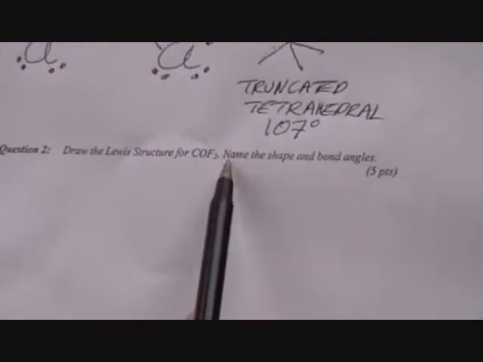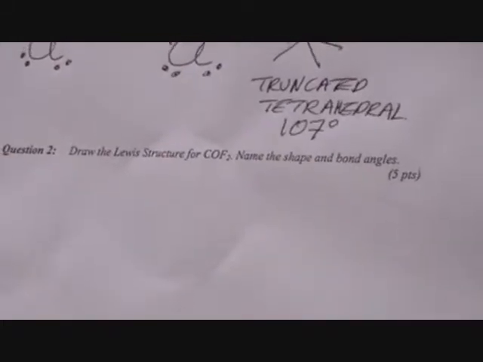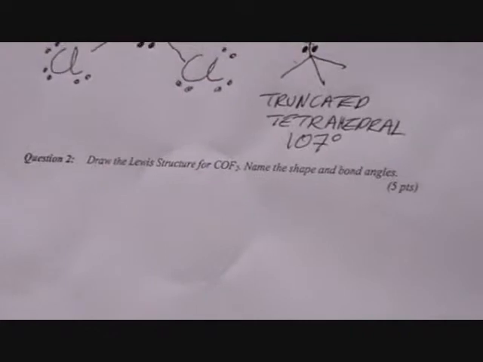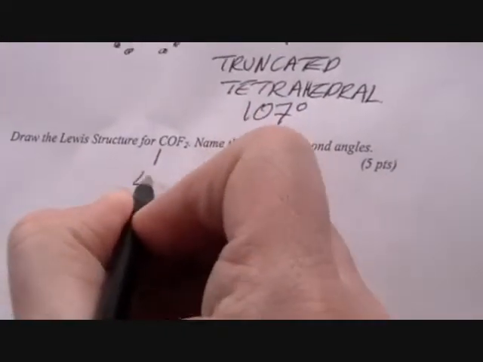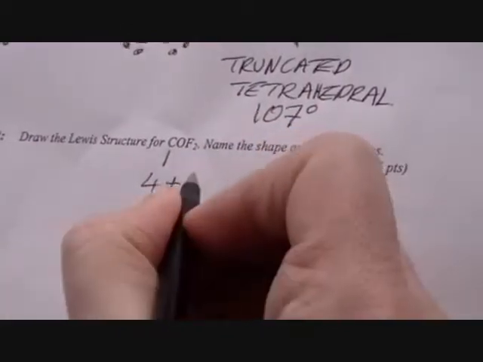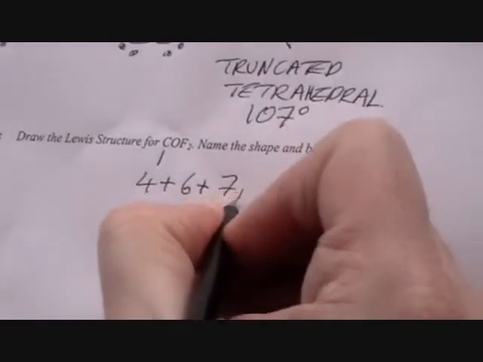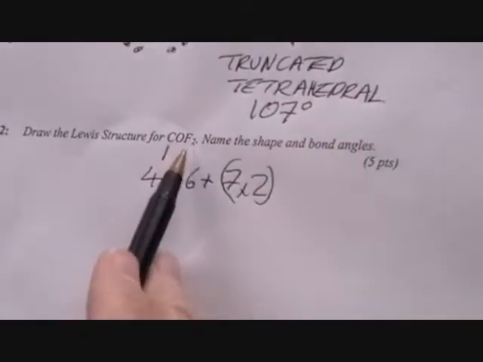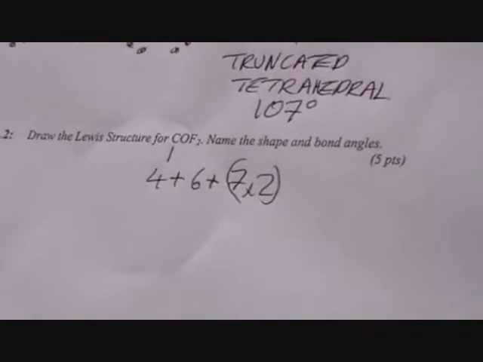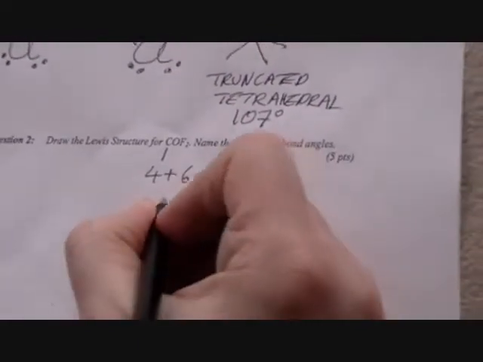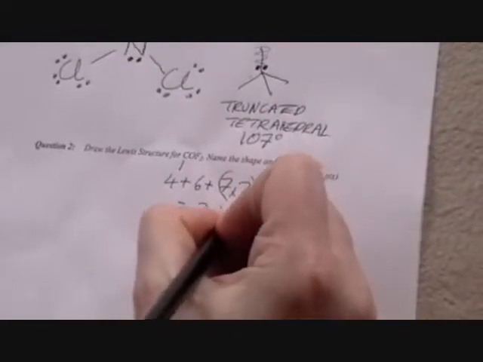Question 2. Another Lewis structure problem. This time it will be asking about shape and bond angles at the end. Now let's start with our valence electron count again. And for a carbon atom we have 4. For an oxygen atom we get 6. And again for fluorine we get 7, but twice over because of the chemical formula. So our total electron count for the structure this time is 24 electrons.